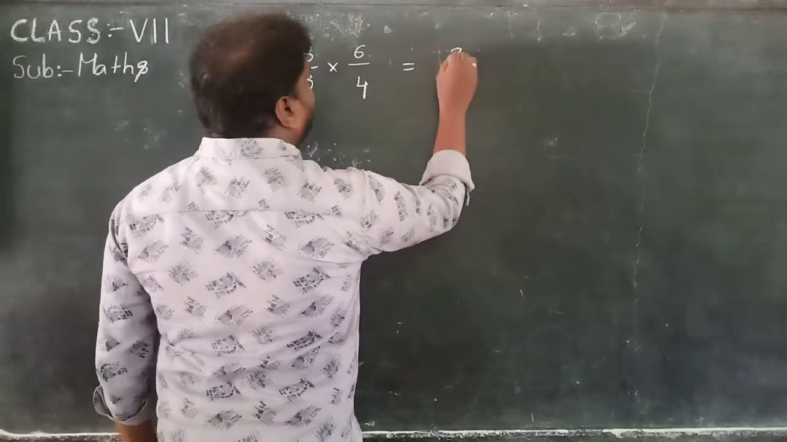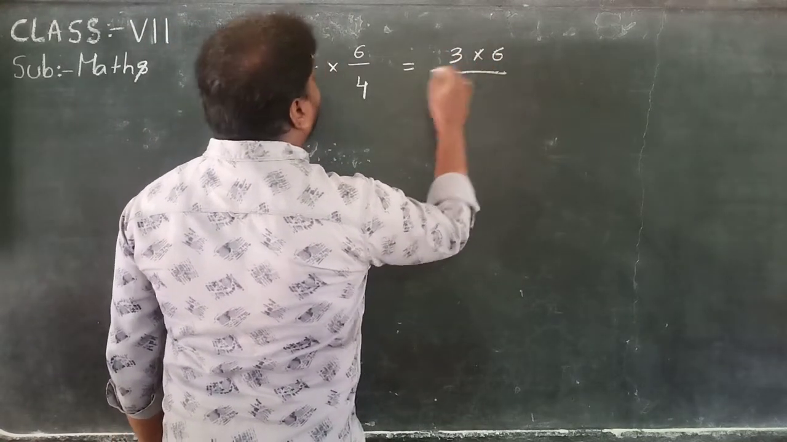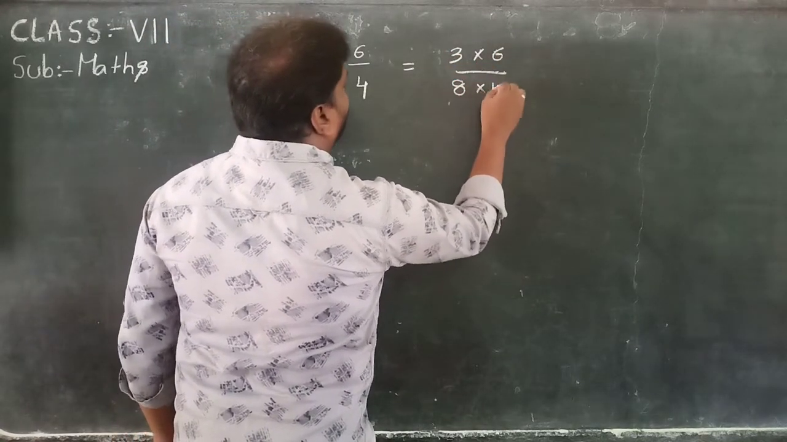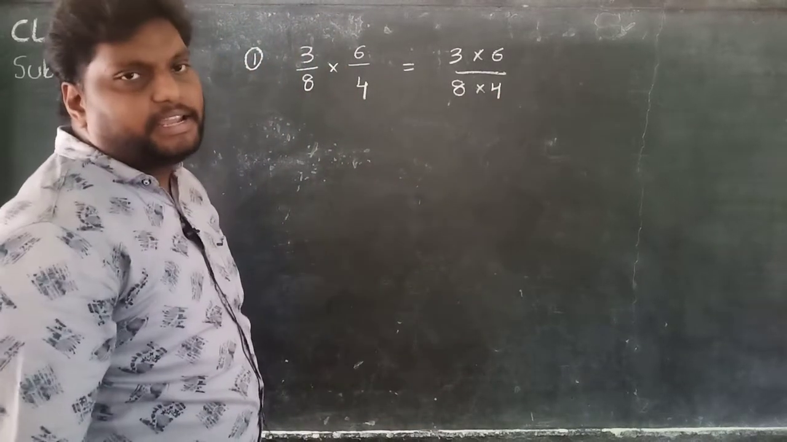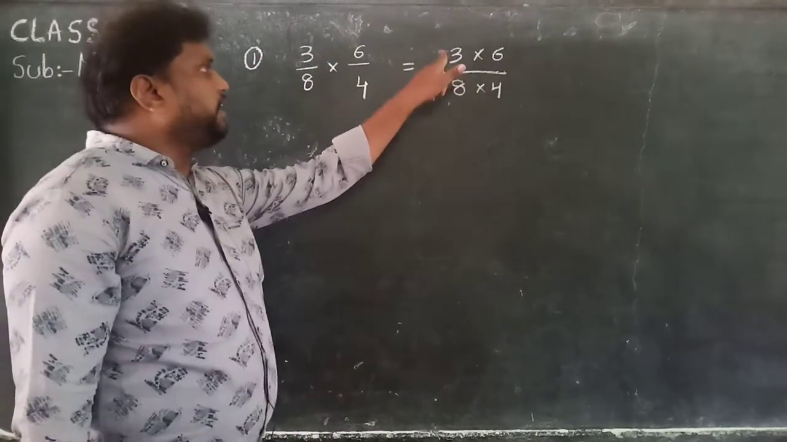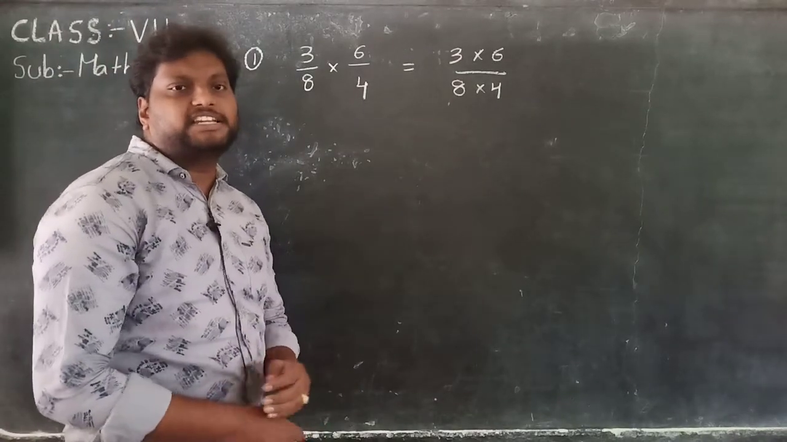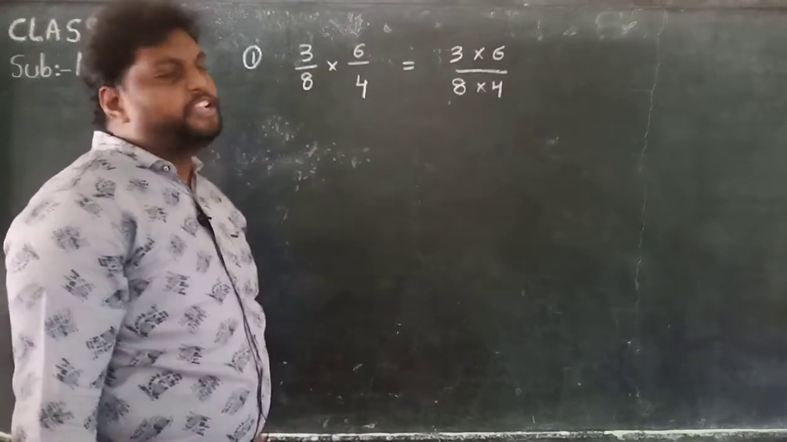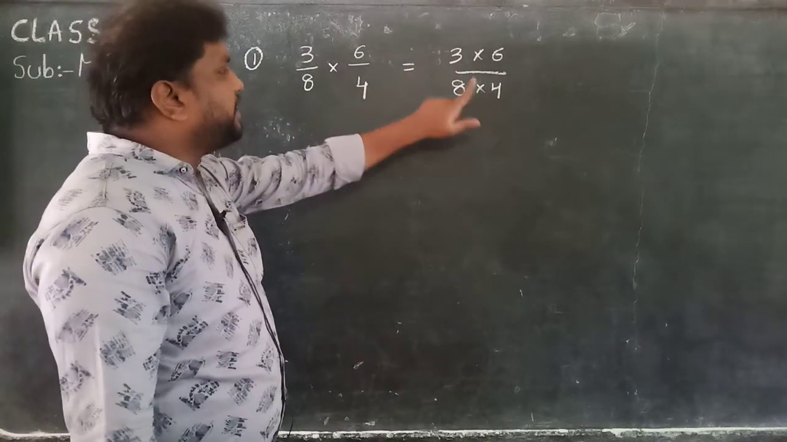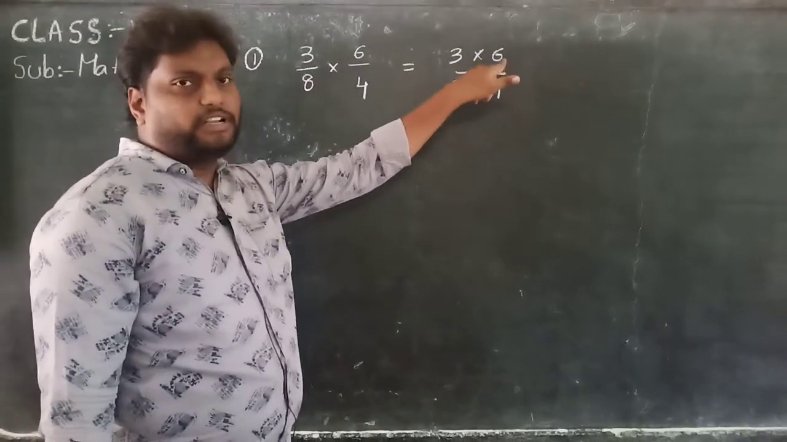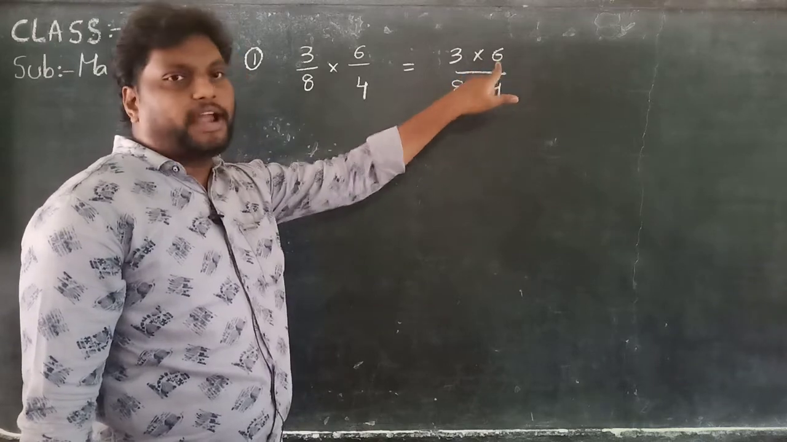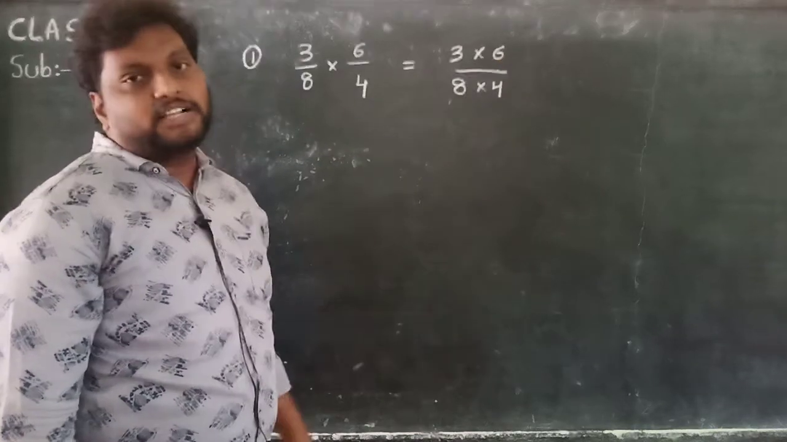Then 3 into 6 by 8 into 4. Here 3 and 6 are numerators, 8 and 4 are denominators. Is cancellation possible between numerator and denominator? Means see here, with 3 is not possible, with 6 we'll check. 6 is in the 2 table and 4 also is in the 2 table and 8 also is in the 2 table.